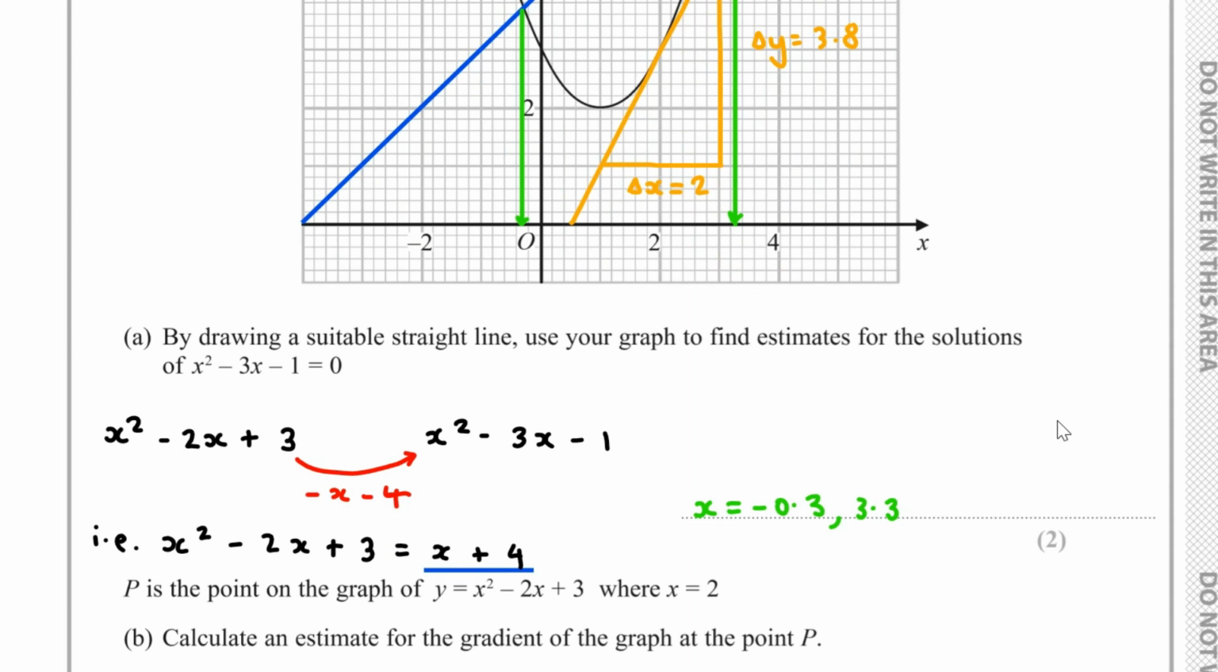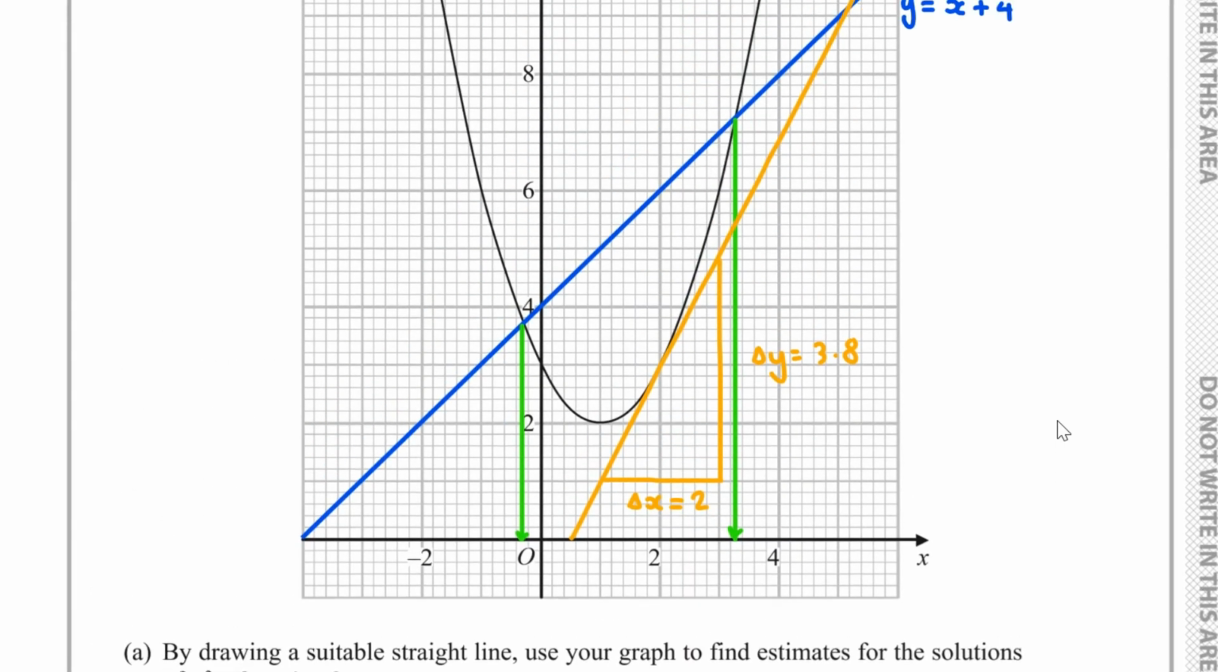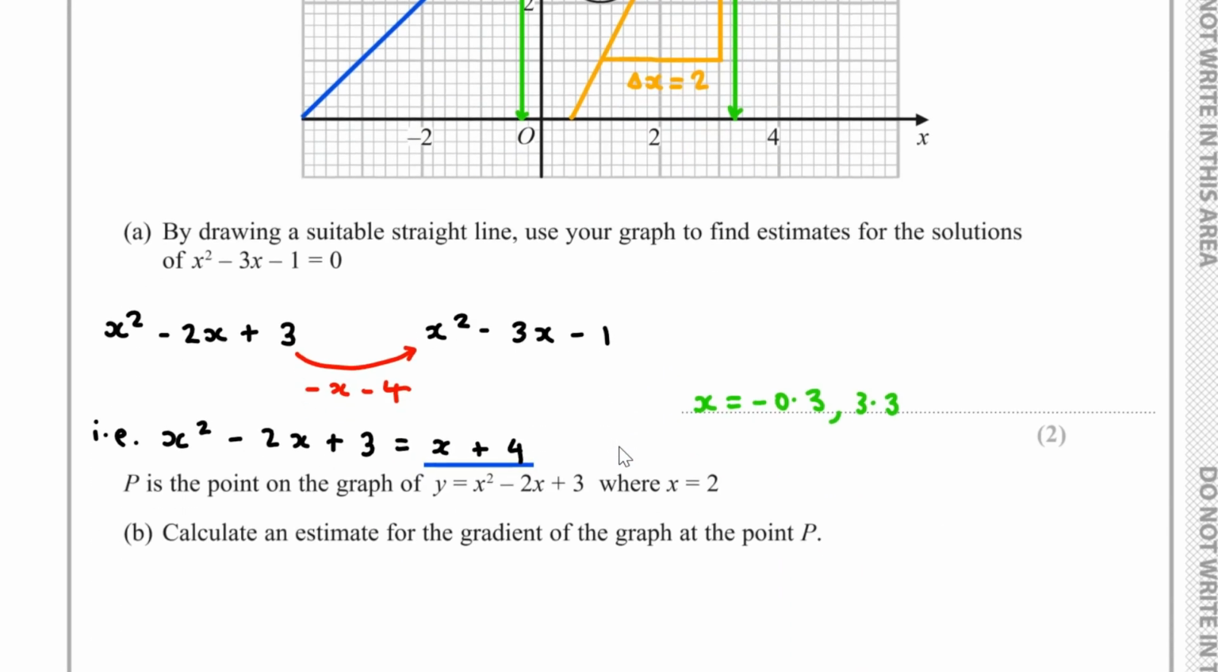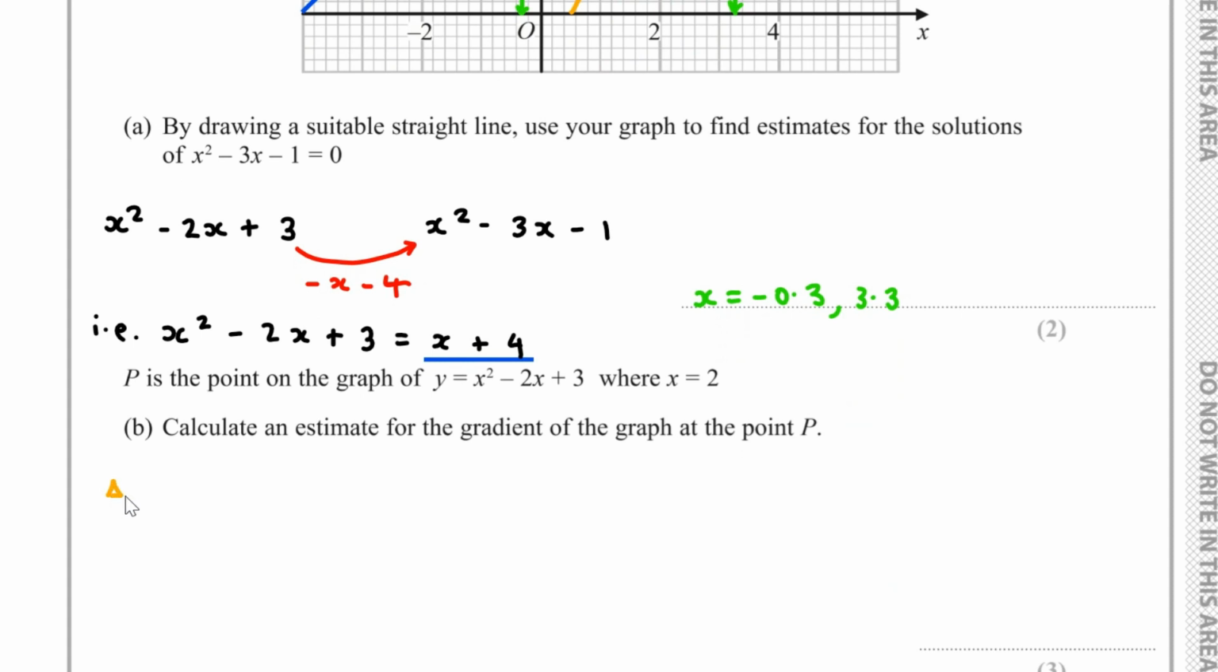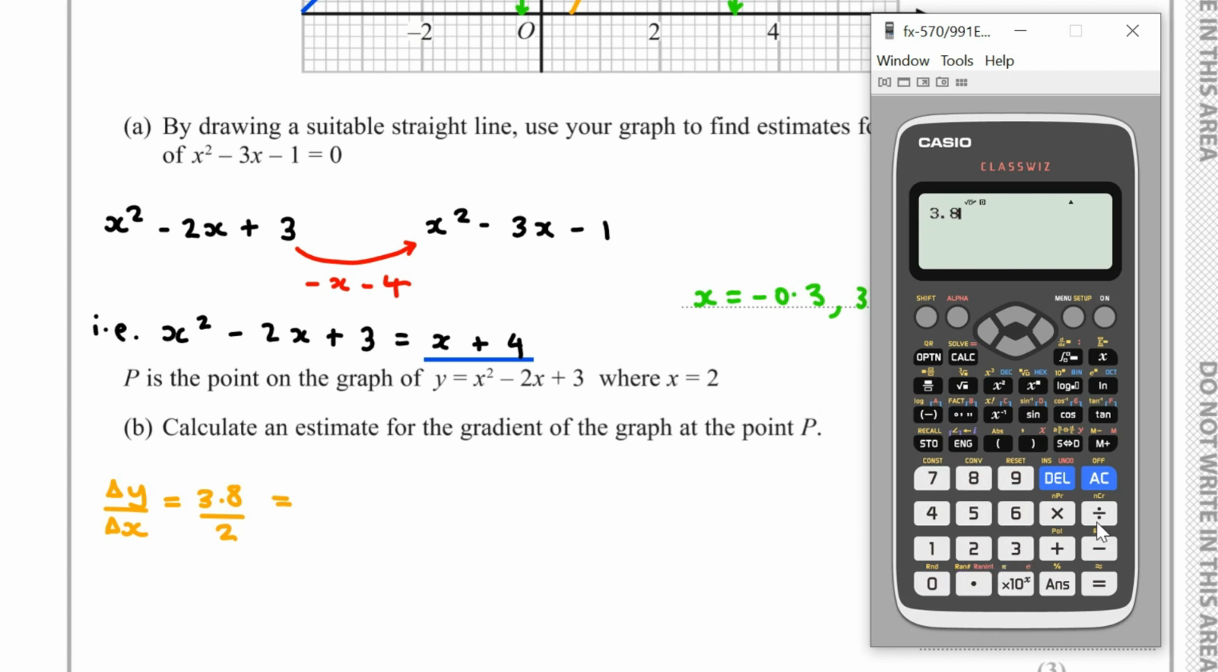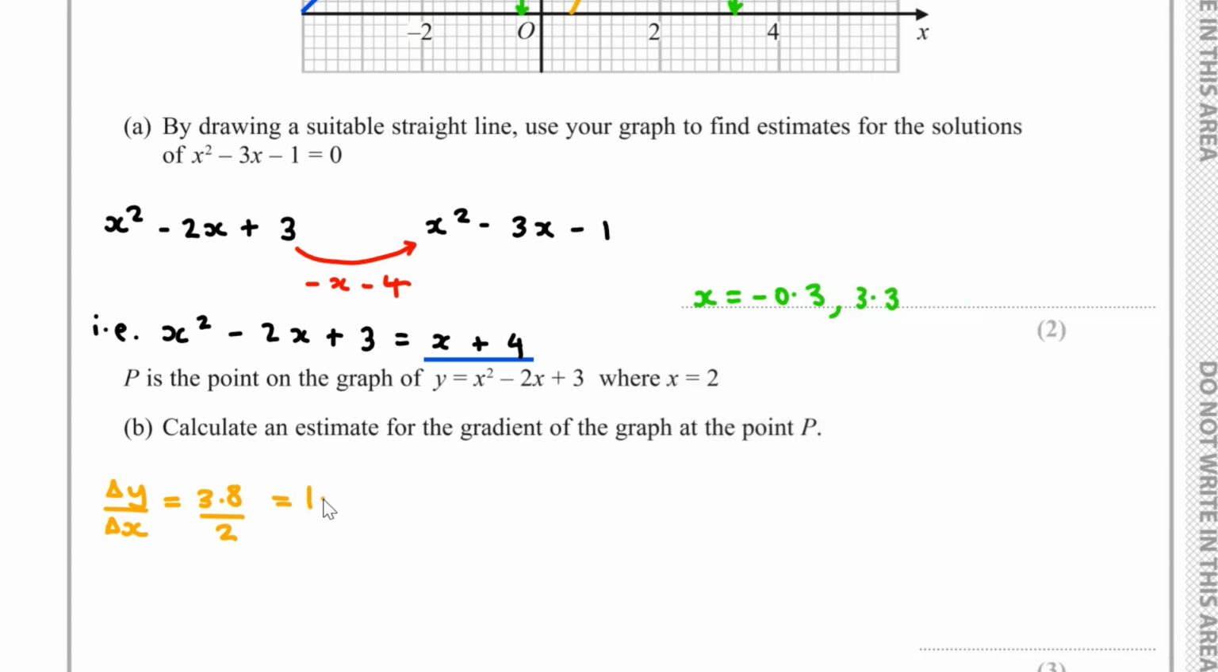Just to make sure we've done that right, the change in y is 4.8 take away 1, and the change in x is 3 take away 1, which is 2. Therefore, for the gradient, we've got change in y over change in x. So we've got 3.8 over 2, which is 3.8 divided by 2, which is 1.9. So we've got 1.9 as an estimate for our gradient.